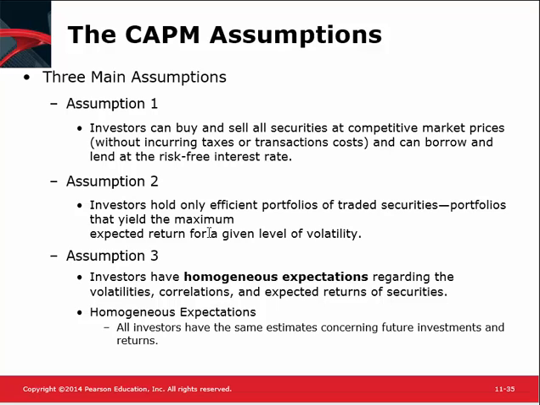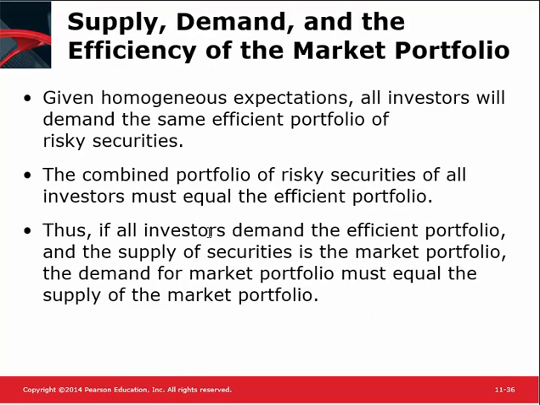And finally, investors have homogeneous expectations. In other words, investors have the same estimates about future investments and their returns. Everybody sees the same volatility, the same correlation, and the same expectations of returns. So given this idea of homogeneous expectations, all investors are going to want the same portfolio. They're going to see the same set, so they're all going to pick that market portfolio.